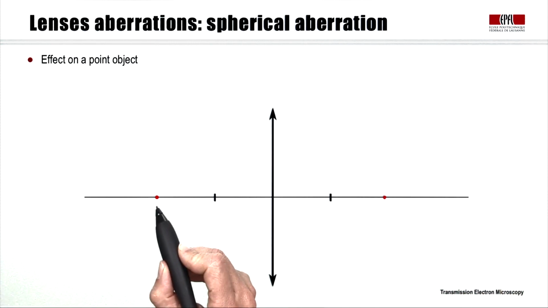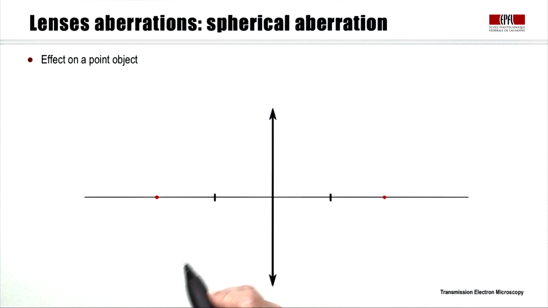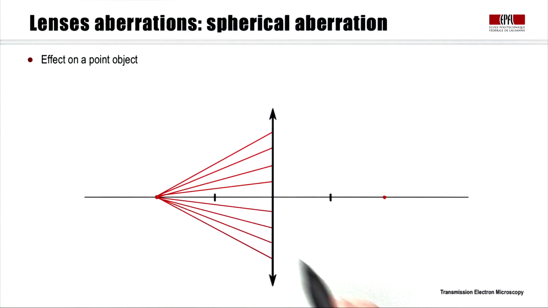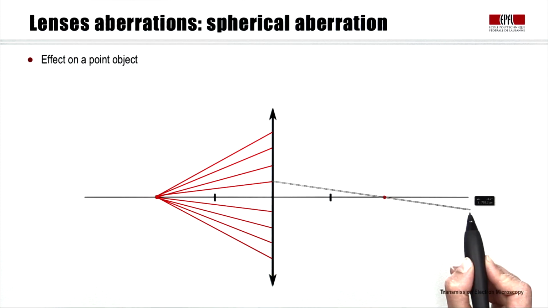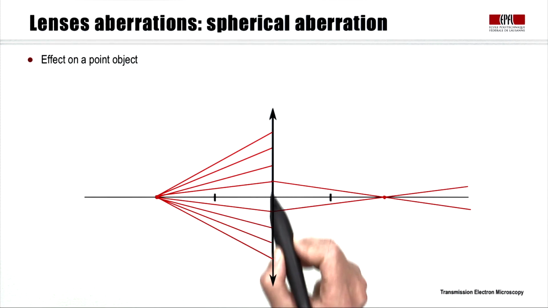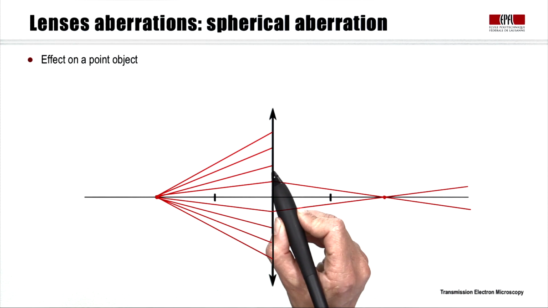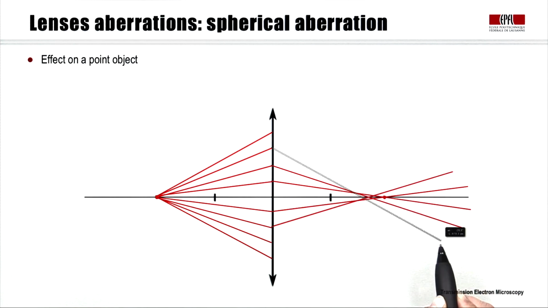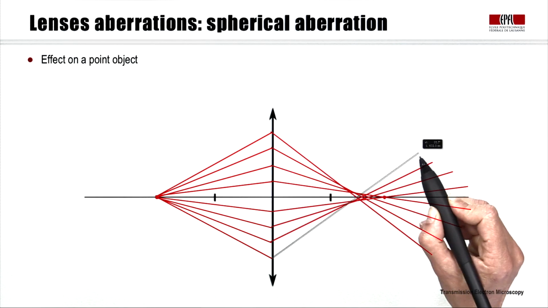Now, our point object will emit rays in different directions that will hit the lens. Those rays will be focused by the lens to the object point. But the problem is that rays that are further away from the optical axis will see a stronger lens and be focused closer to the lens. It's symmetrical and is even worse for the further rays.